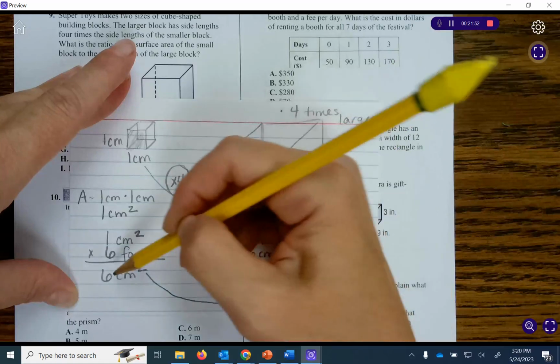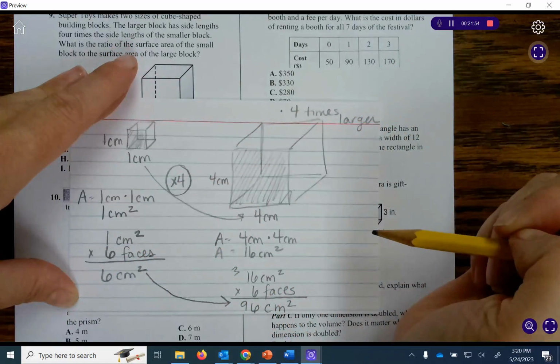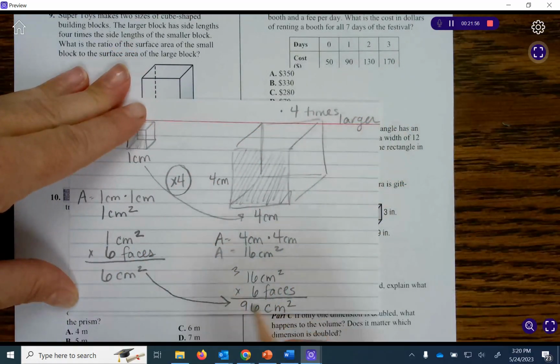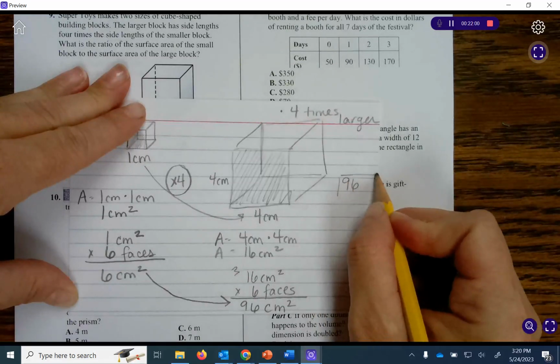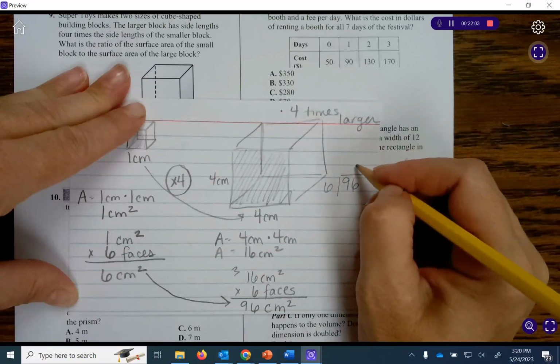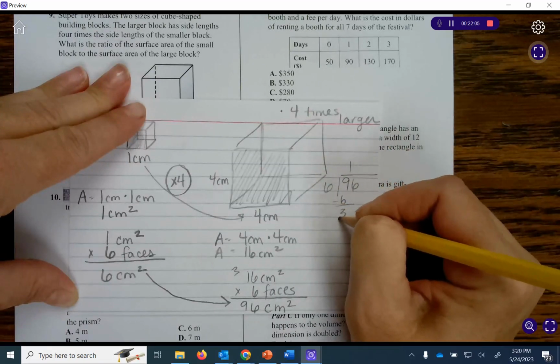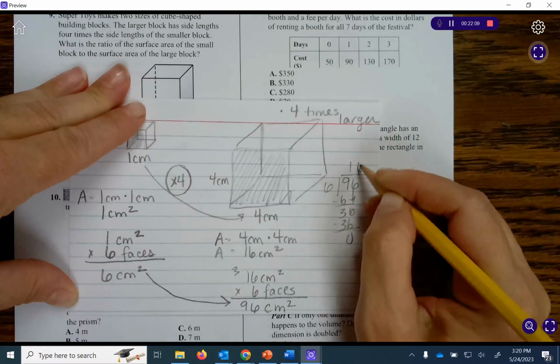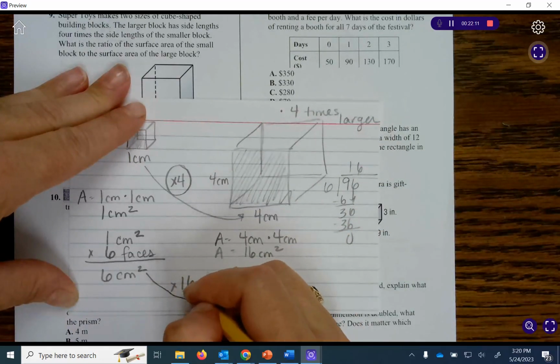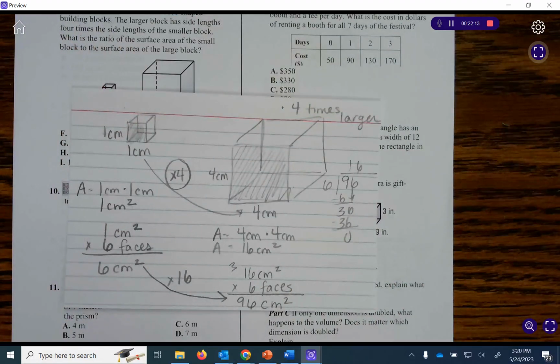All right, so what do I have to multiply to go from 6 centimeters to 96 centimeters? Well, let's divide. 96 divided by 6 is times 16. This makes sense.